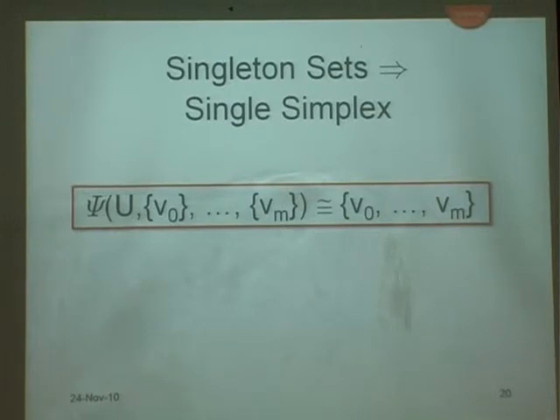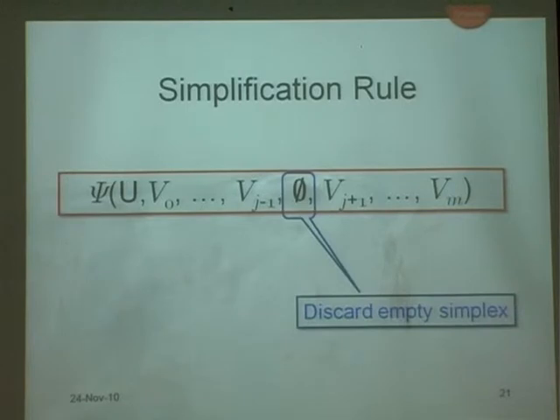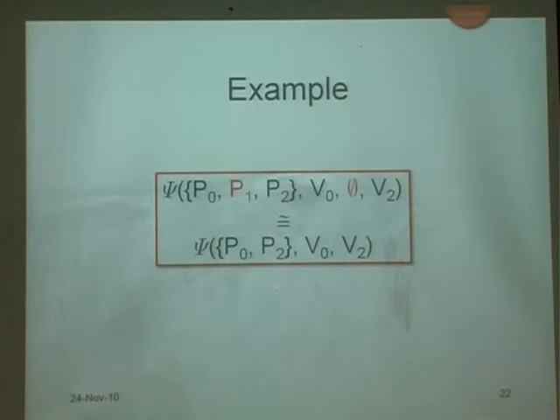So we're going to do a lot of induction on pseudospheres, and the base case is typically going to be: if each of these sets is a singleton set, then the pseudosphere is just a single simplex. There's only one way to assign one value to a process, and that's it. The simplification rule says that if one of these sets happens to be empty, then we don't have any way of assigning a value to that vertex, so we can just throw it out. So we can take the empty vertex, throw out its owner. For example, here we have 3 processes, but the P1 set is empty, so that's the same as just taking the 2 processes and the 2 sets.